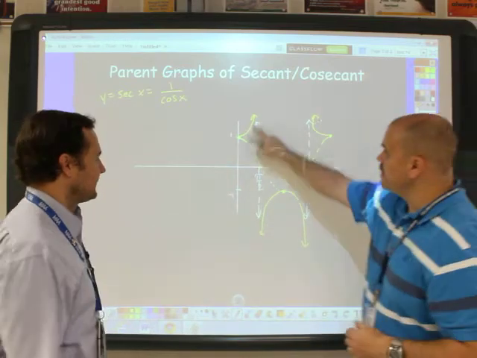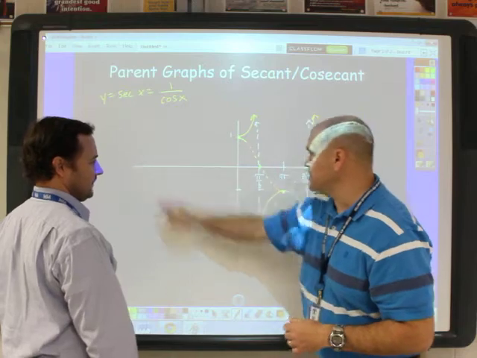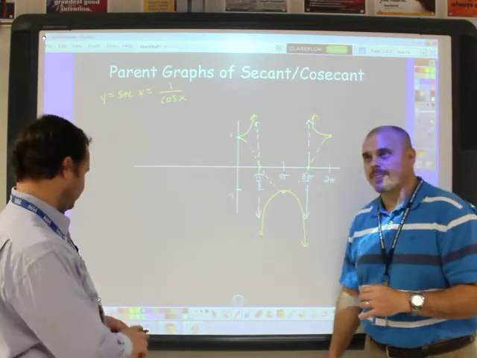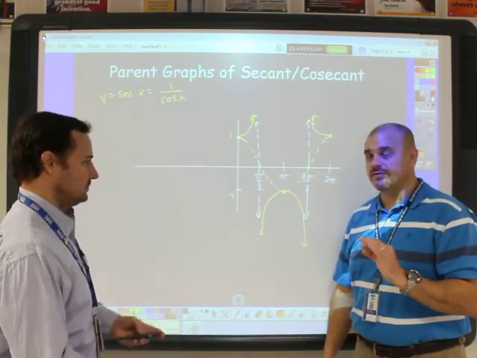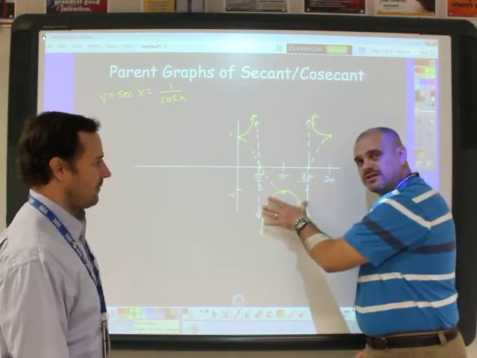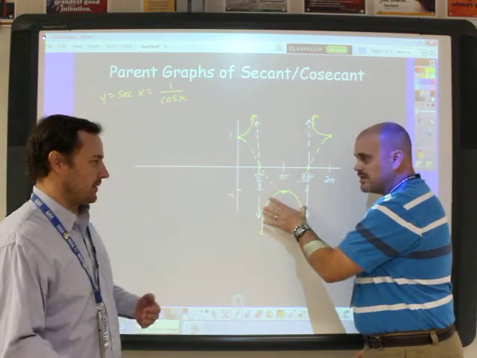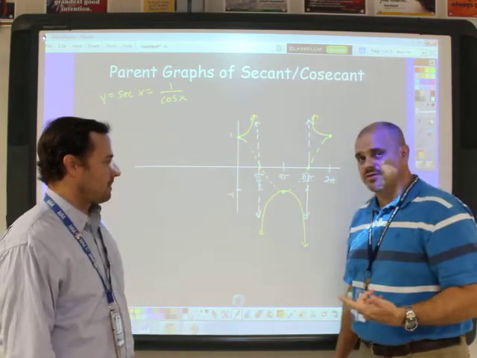Now, we keep going. This would go up here. There'd be another asymptote. Down here, another asymptote. Now, the question, though, is this: what is the period of cosecant and secant? Because it looks like, remember on tangent and cotangent, we looked between the asymptotes and we said that was 1 period, which is pi for tangent and cotangent.